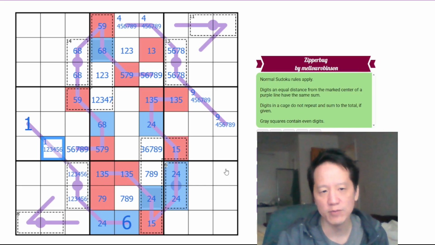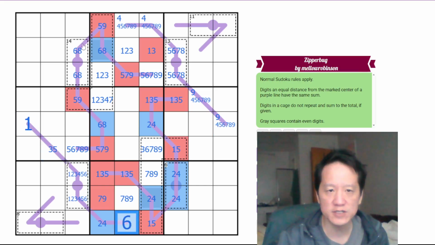So this cannot be 1 because of the 1 in the box. It cannot be 3, 5, or 6. Or sorry, it cannot be 2, 4, or 6. So it must be 3 or 5 here. So this is 1. So the equivalent here would be this is 4. And that's because this cannot be 2 or 4. So this can't be 4.